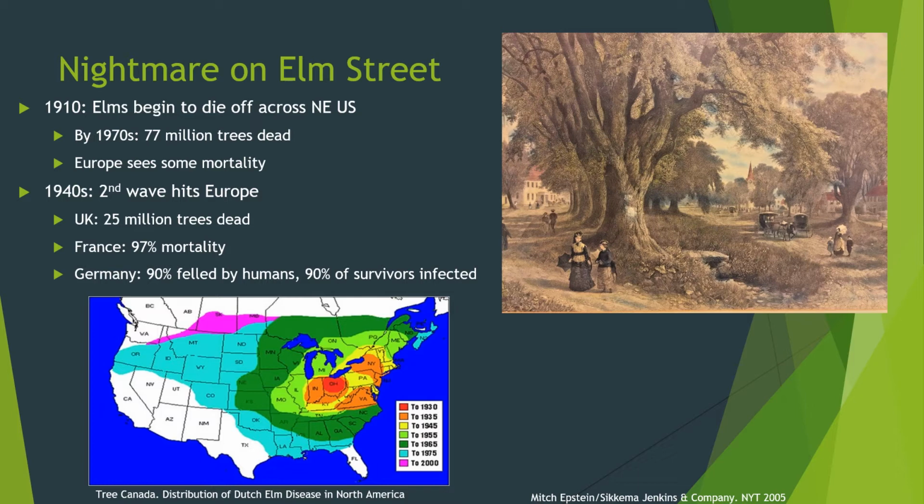By the time it was all said and done, the second wave, 25 million trees in the UK were dead. Just to give perspective on that number, in France it's estimated that 97% of elm trees were killed. And Germany is even more staggering. They estimate that 90% of native elm trees had been felled by humans throughout river valleys and things like that. So there was only 10% of the original stand still remaining by the time the second wave hit. And then 90% of those survivors died. So there's less than 1% of elm trees alive in Germany that there were prior to the 1940s.